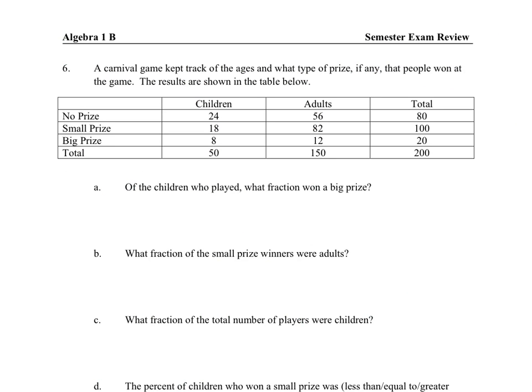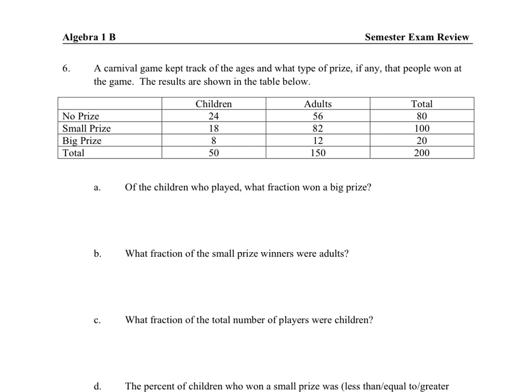Question number 6. A carnival game kept track of the ages and what type of prize, if any, that people won at the game. The results are shown in the table below. Part A says, of the children who played, so these are the children who played, there were 50 of them. What fraction won a big prize?